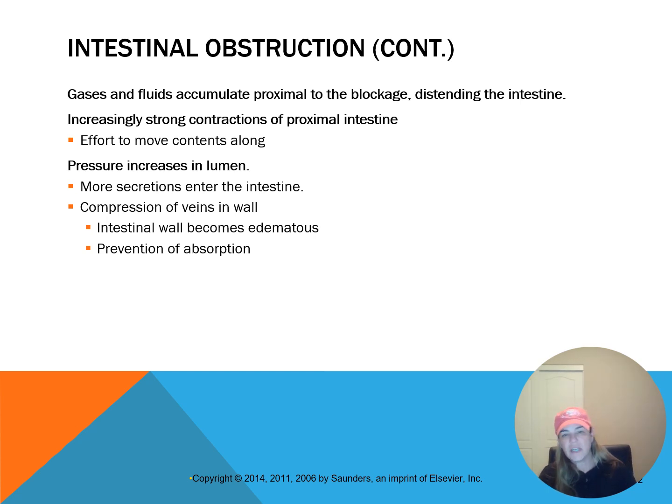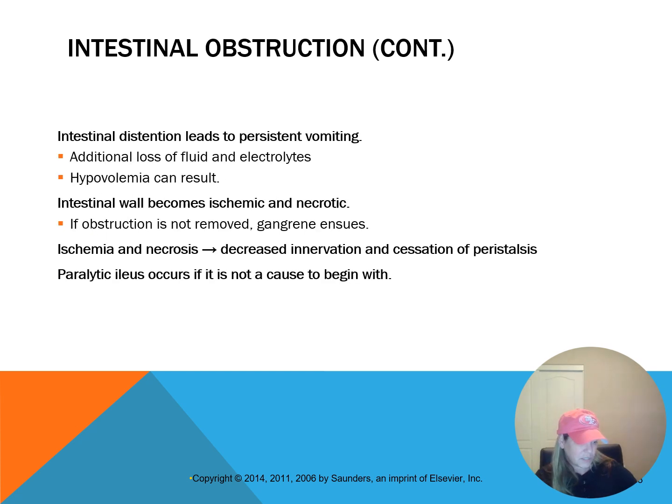So when you do have an intestinal obstruction, you have an accumulation of gases and fluids before that blockage, and that can distend the intestine, and that can stimulate the intestine to have stronger contractions to try to move those contents along. Then you can get more secretions in the intestines, which will in turn compress the veins in the wall, and the intestinal wall becomes very swollen, and the swelling of the intestinal wall will decrease the absorption of the nutrients.